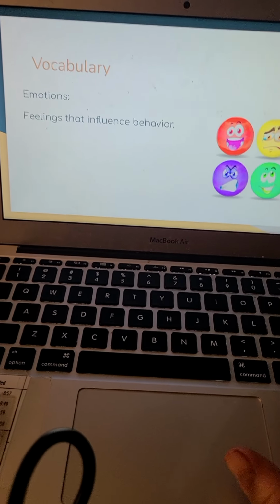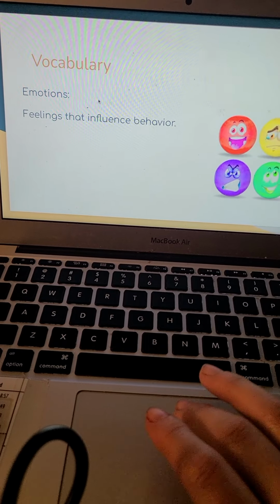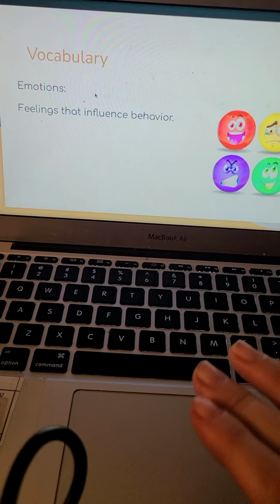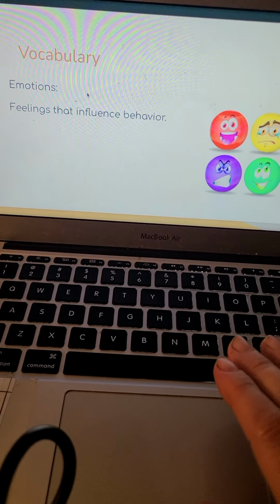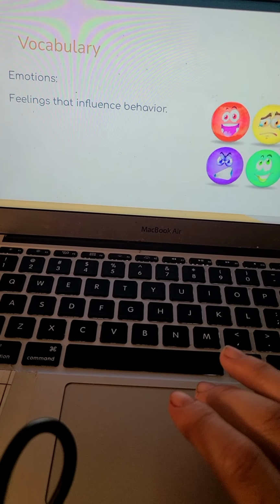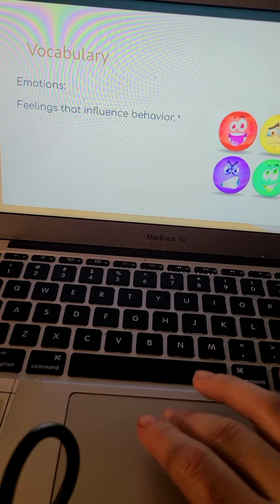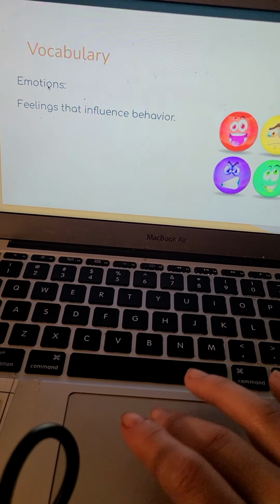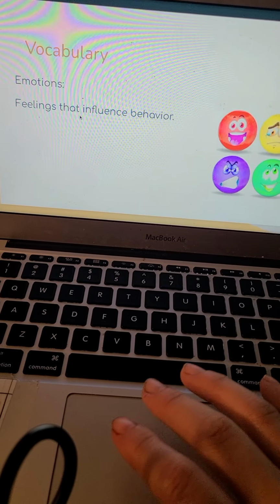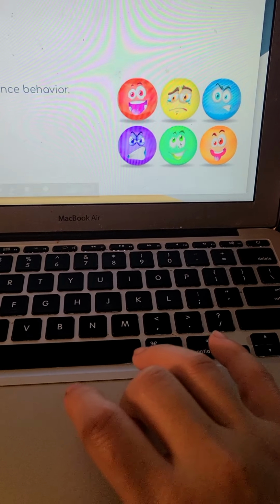Okay, the next part is the vocabulary. In this part, students have to write. They have to write the word, the definition. Maybe if they want, they can draw the pictures. Okay, but for example, have the word, definition, and have pictures.